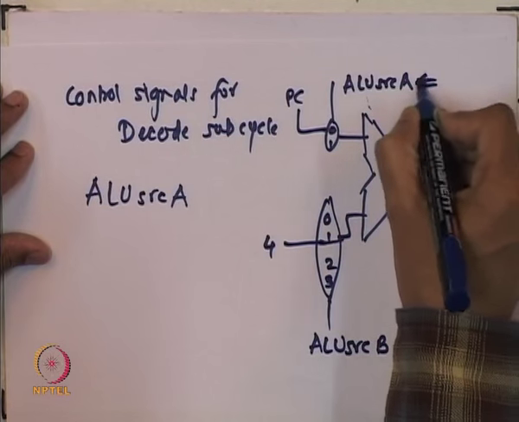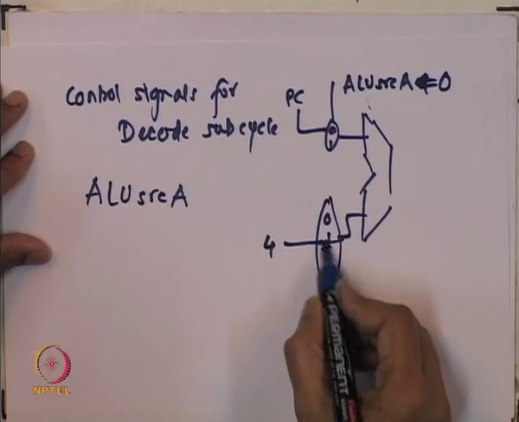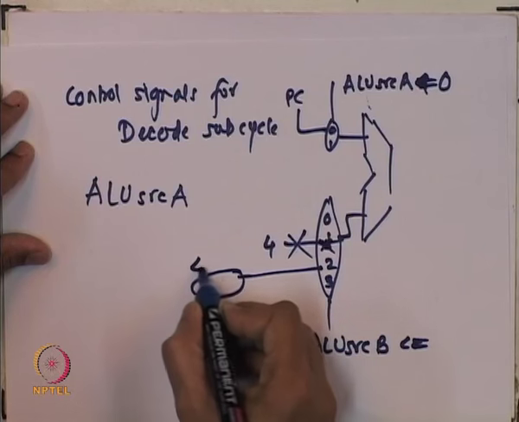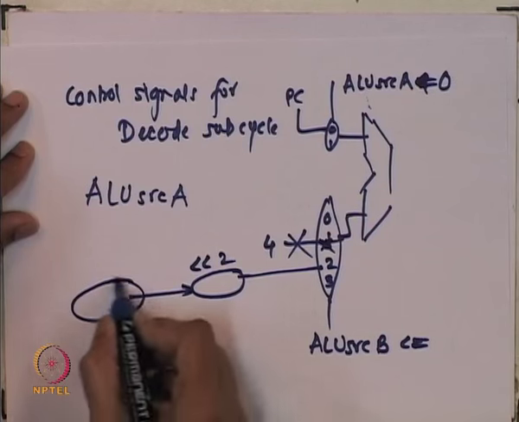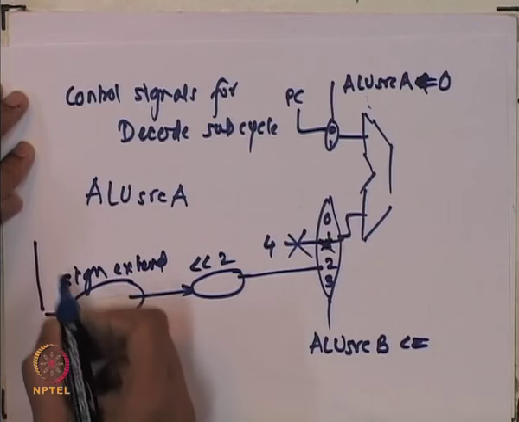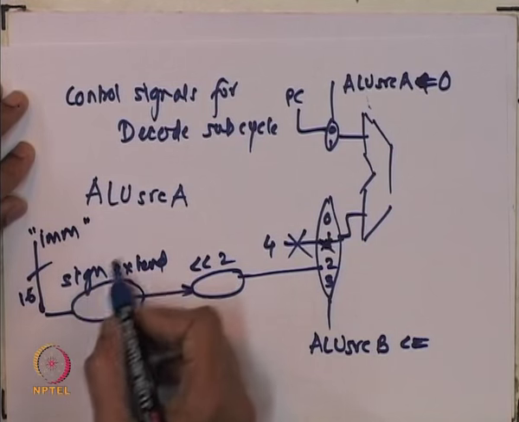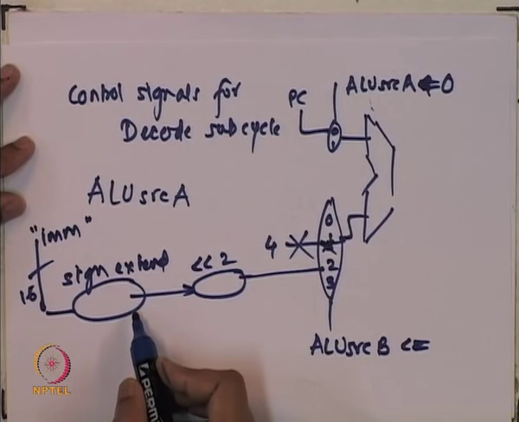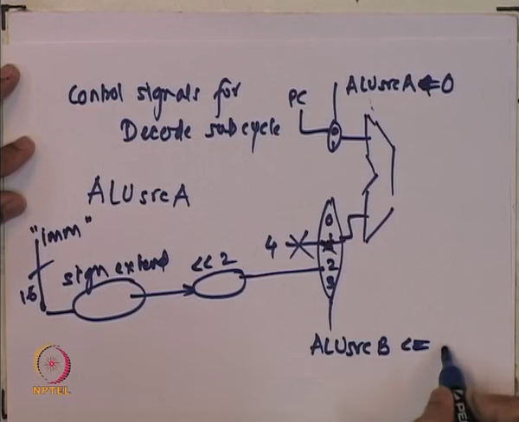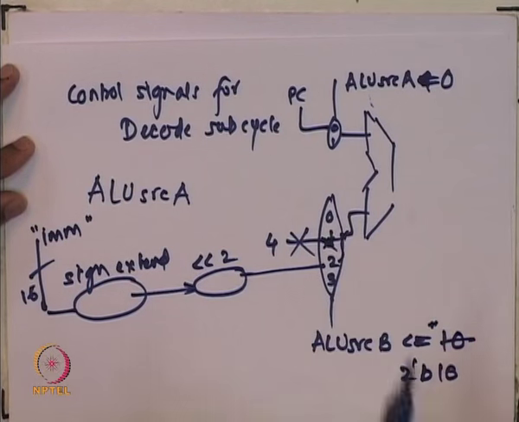So, this should be set to 0, this should be set to, oh sorry, no, not this. I am sorry, that was in the phase subcycle, it will be this. The 16-bit immediate field of the instruction is sign extended to make it a 32-bit number, left shifted by 2, that is multiplied by 4, and fed to the second input of this multiplexer. That is 2'b10, equivalent to the second input. So, this is being connected.